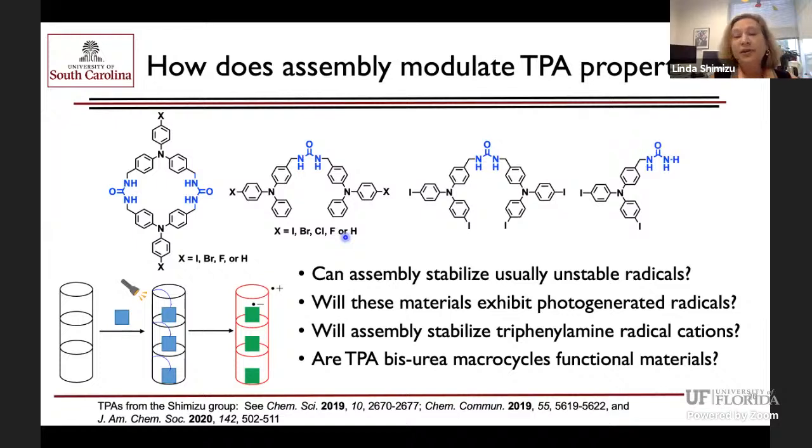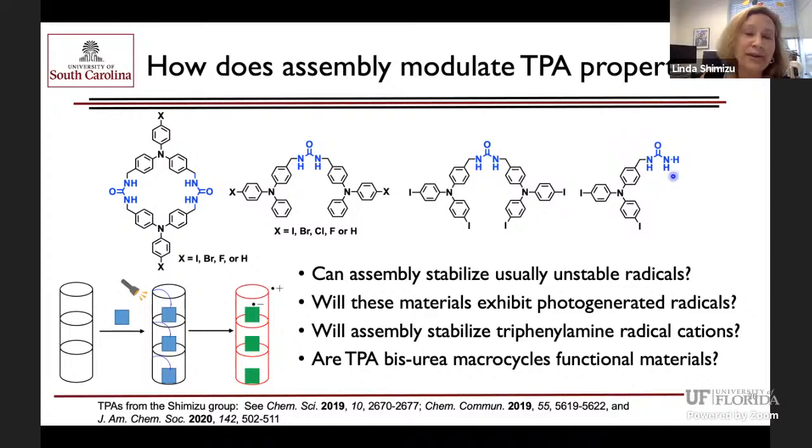Obviously, triphenylamines are much more stable if you block the para positions. And so we have some controls that have all the para positions blocked. Here's the ones that have 4 iodines in it, so that will block all the para positions. Here's one that just has a triphenylamine with the 2 para positions blocked with iodines, and the urea to look at the assembly. And so we're looking at how assembly could maybe stabilize these systems.